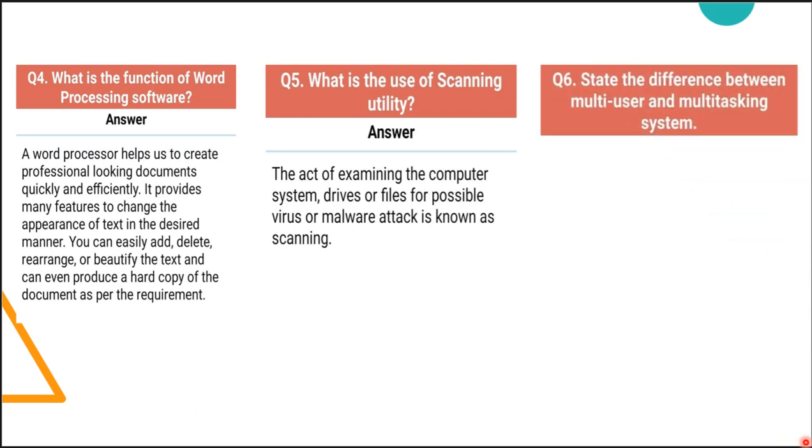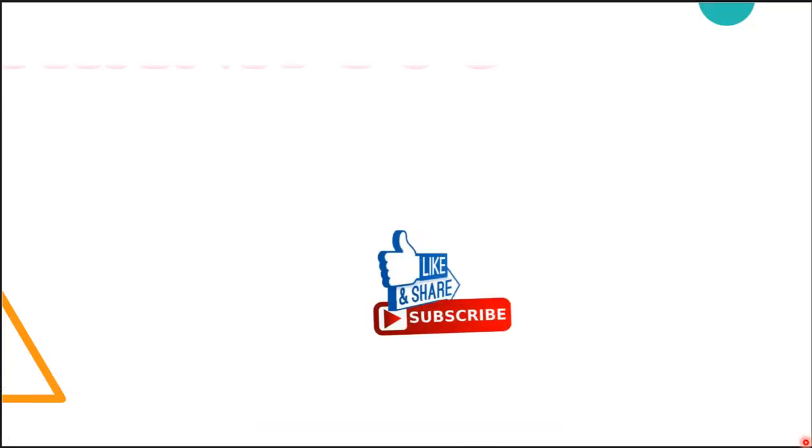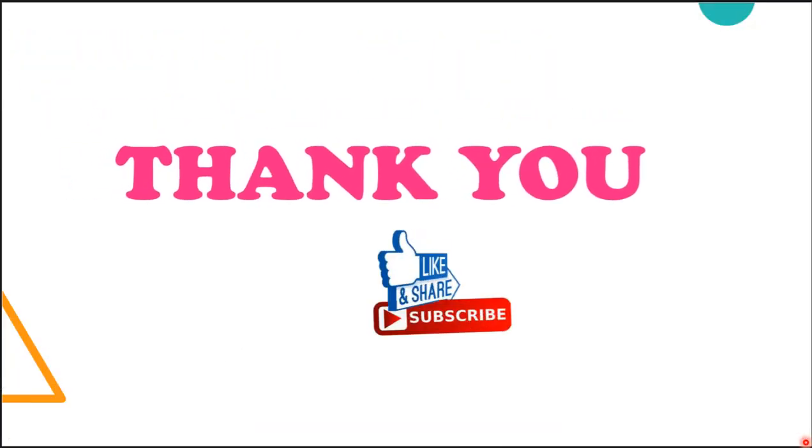Sixth, state the difference between multi-user and multitasking system. We discussed this also. Multi-user means multiple users at the same time. Multitasking means multiple tasks or multiple programs at the same time. So here we are done with chapter 2, types of software.